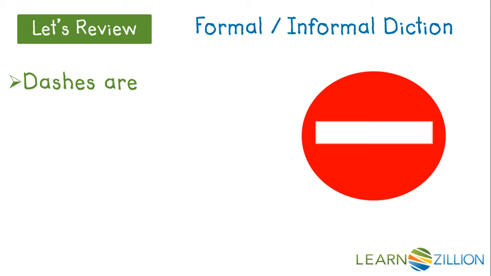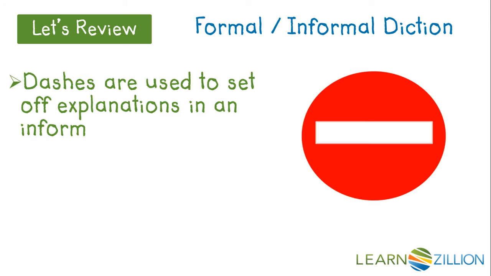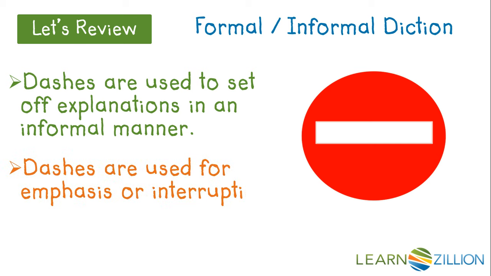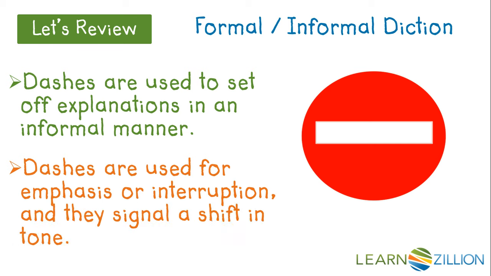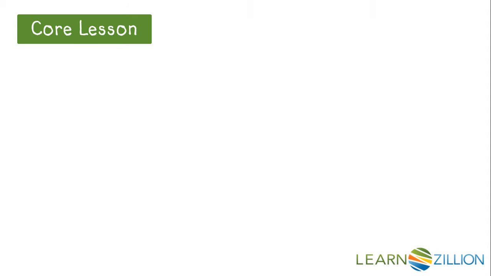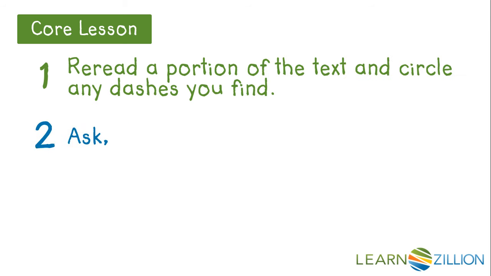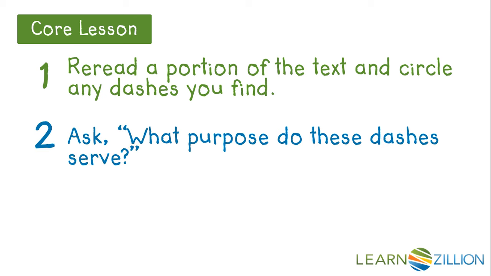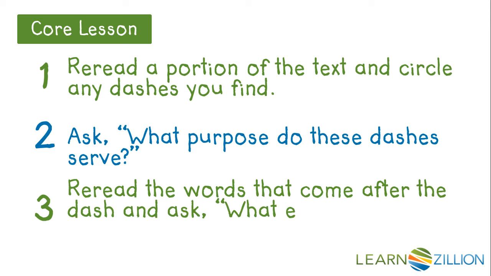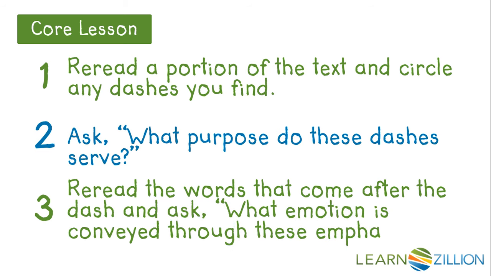Dashes are used to set off explanations in an informal manner. When you read a text that uses a lot of dashes, like Mrs. Manstey's View, the diction would be considered informal. Dashes are also used for emphasis or interruption, and they signal a shift in the tone. So, when you are trying to determine how dashes support the tone, you can follow these 3 steps. First, reread a portion of the text and circle any dashes you find. Second, ask, what purpose do these dashes serve? Third, reread the words that come after the dash and ask, what emotion is conveyed through these emphasized words?